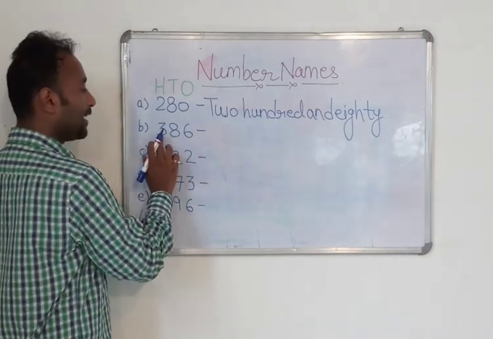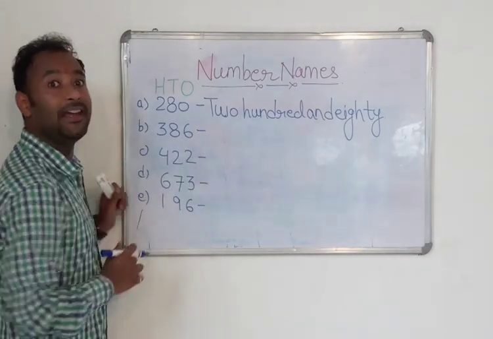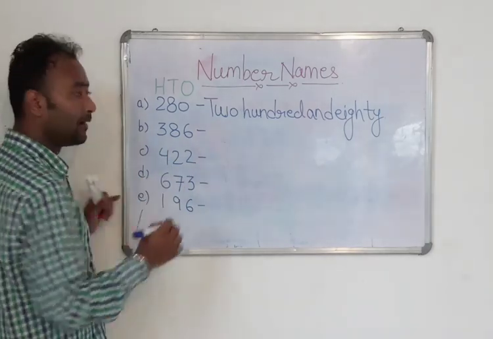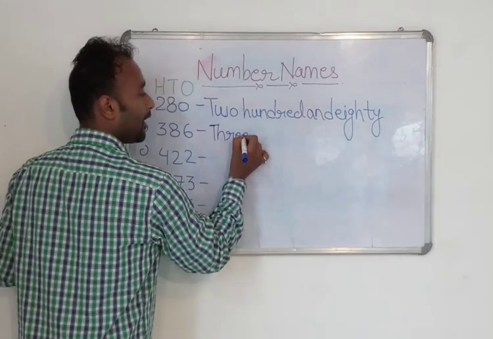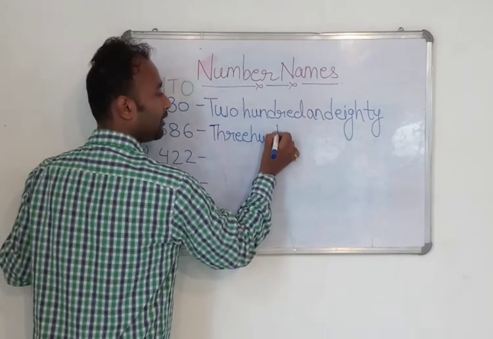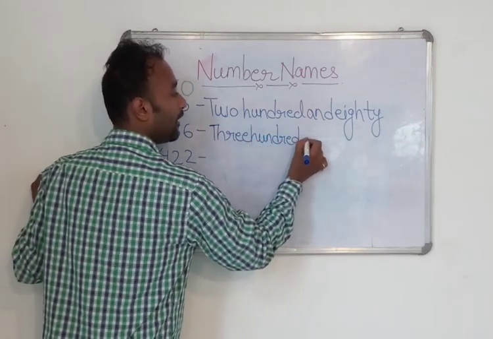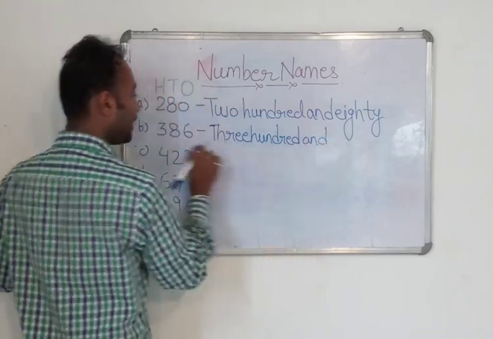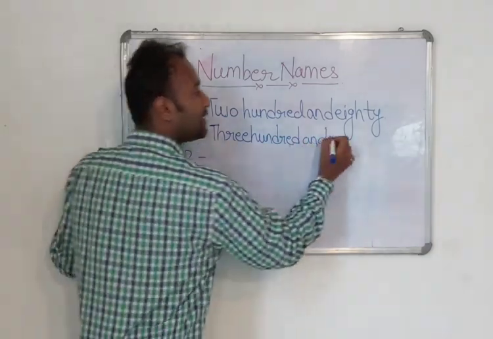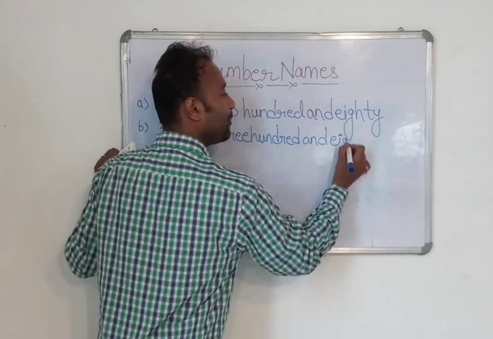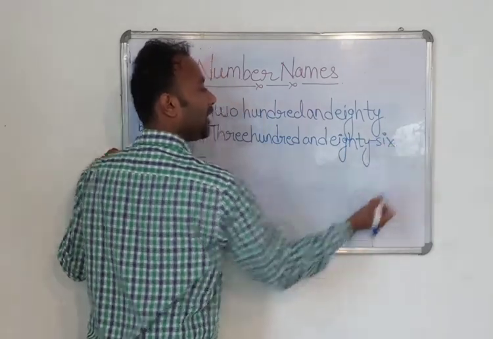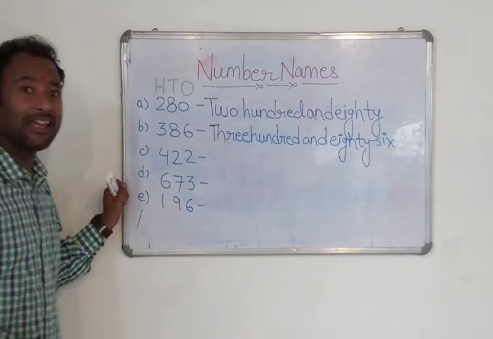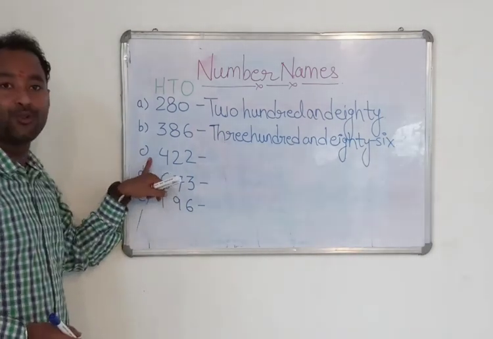This part says 386. So how will you name it? You will write 300. Very good. And after 300, what is written there? 86. So you will simply write 86. Understood, students? It's easy? Yes. So now next come to the third part.